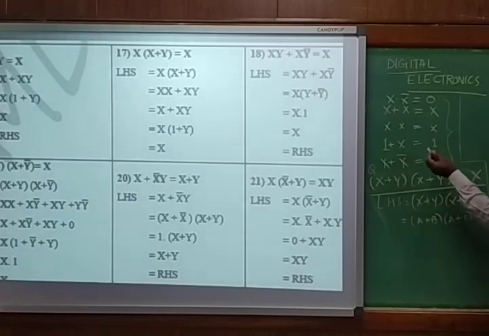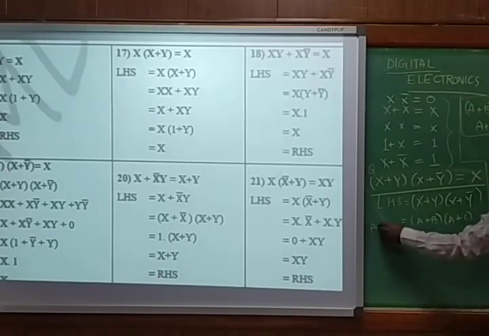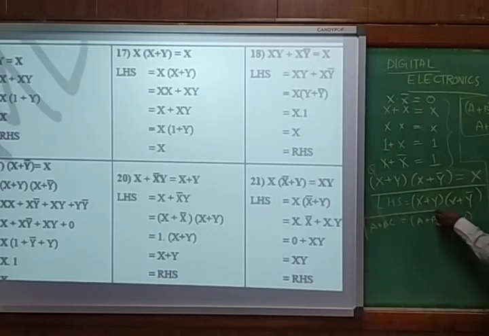Here I can write a plus b into a plus c. So what I can write for this a plus b into a plus c? I can write a plus bc by using absorption law. So here x and x both are same. So I can write once x plus what is left here? y into y bar. Clear?